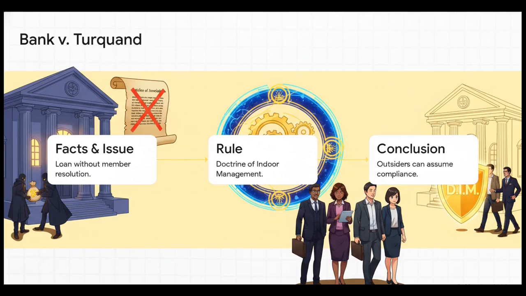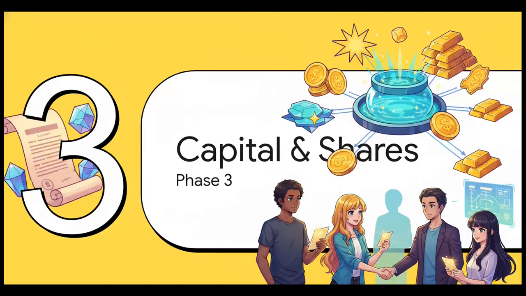But wait, what about the innocent outsiders dealing with the company? Enter the 1856 case of Royal British Bank versus Turquand. The facts? The directors borrowed money, but their internal Articles of Association actually required a member resolution first, which they completely ignored. The rule? The court created the doctrine of indoor management. The conclusion was that outsiders dealing in good faith are fully entitled to assume that the internal proceedings of the company have been properly followed. This doctrine is absolutely crucial. It acts as a shield for honest outsiders, contrasting heavily with those strict internal rules of the AOA. Phase 3.